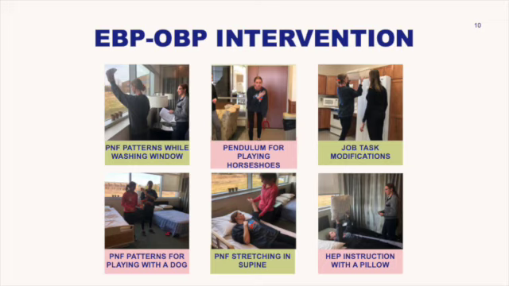And then the third one, I worked at Myers, so it was very important for me to get back to the job. So the third one's job task modifications and me working on overhead lifting. And then I also had a dog named Gigi, so me playing with the dog and feeding the dog was very important. So we had PNF patterns for playing with a dog. And then that fifth one was PNF stretching in supine, just because I was uncomfortable during sleep. And then the last one is a home exercise program instruction with a pillow, which was very innovative and obviously necessary for someone who has frozen shoulder.